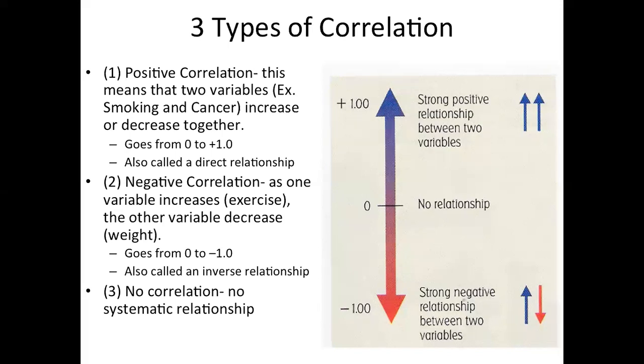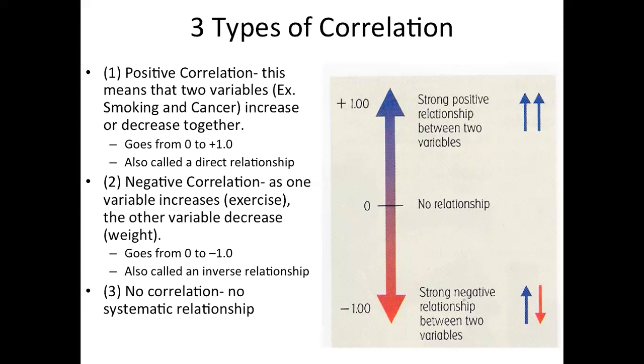Another example might be the higher gas prices are, the fewer miles you're going to want to drive in your car. Does that make sense? As one's increasing, the other's decreasing. Now, when we talk about a negative correlation, that goes from 0 to negative 1.0. Now, in the context of positive and negative, negative does not mean bad. It just means it's an inverse or indirect relationship. So the sign, as I said on the previous slide, only tells you the direction of the relationship.